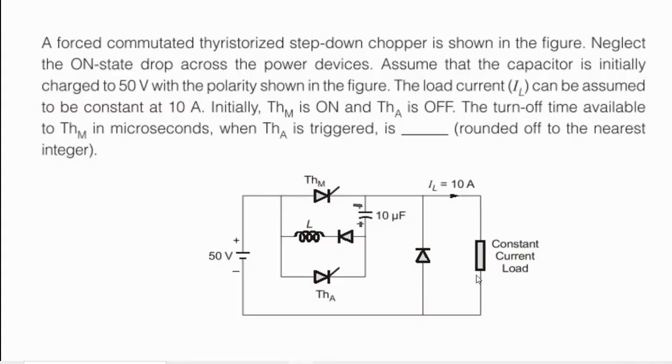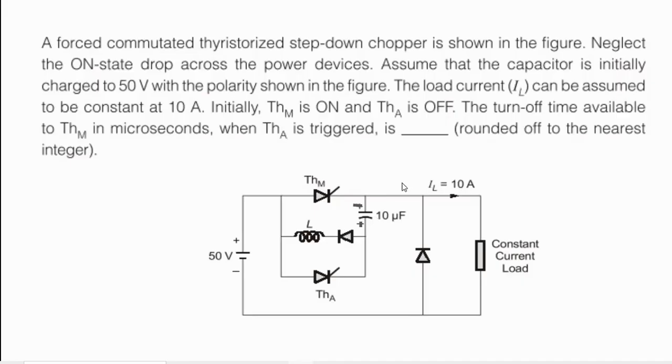This is the main circuit where we have the input DC voltage, the main thyristor, the load, and a freewheeling diode. It is given that the load current is constant current, which is 10 ampere. And the capacitor is initially charged with 50 volt. Now we need to find out the turn-off time available for THM. That is nothing but the circuit turn-off time we need to find.